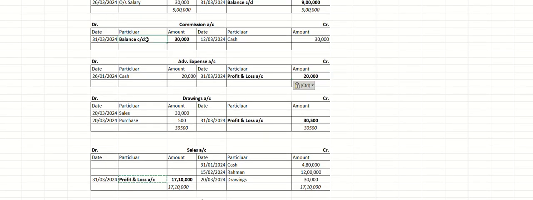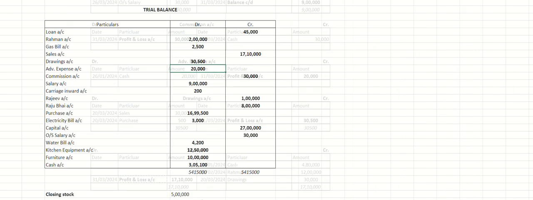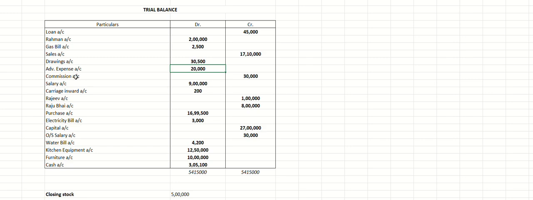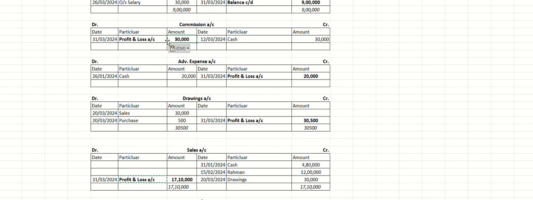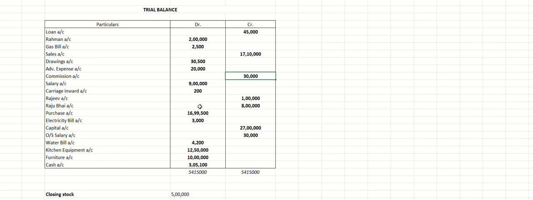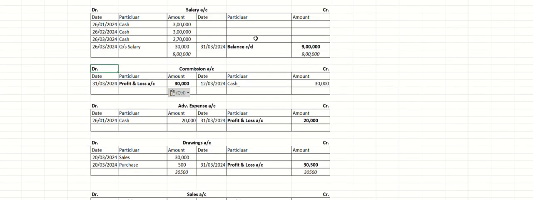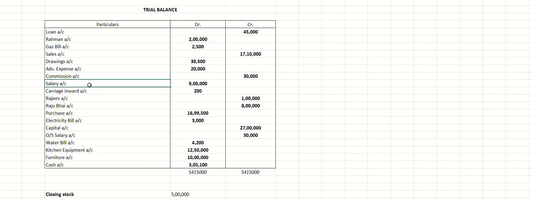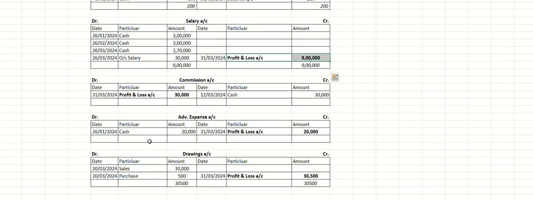Similarly, commission. We know commission is an income, so it is taken to profit and loss account. So in profit and loss account, 30,000 rupees. You see here, commission is written on the credit side because why? The balance was written on the debit side in the ledger account. So when we open the trial balance, we will write it on the credit side. Now we have salary. Of course, salary is an expense. So salary has a balance on the credit side. When we go to the trial balance, the salary amount is written on the debit side.